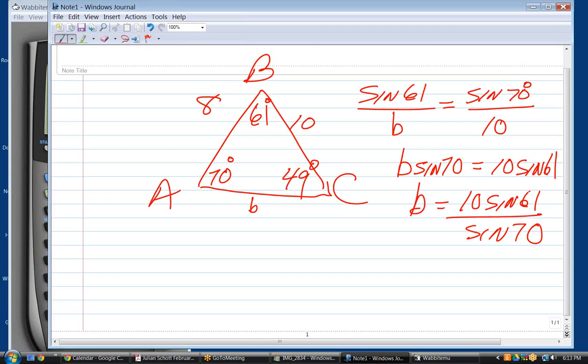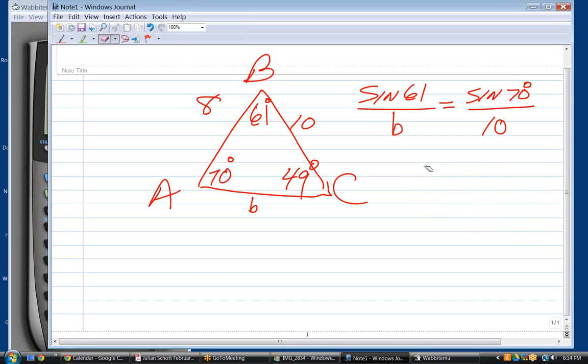But let me suggest something to you that I just suggested to a previous student who had the same problem. When you get to this point where you have to solve for B, that's the last thing to solve for. It's easier if I write the equation this way.